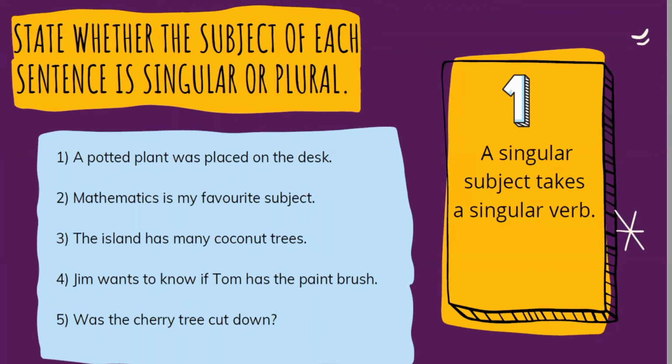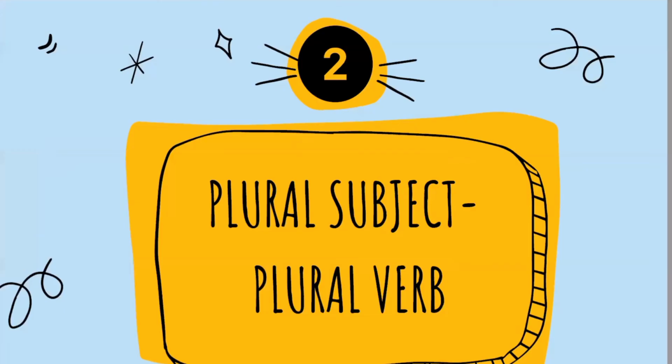Number 4, Jim wants to know if Tom has the paintbrush. Who wants to know? Jim does. Jim is the name of one boy. A singular subject takes a singular verb. So Jim wants. Number 5, was the cherry tree cut down? Was what cut down? The cherry tree, one tree. It's a singular subject, therefore we use a singular verb, was.